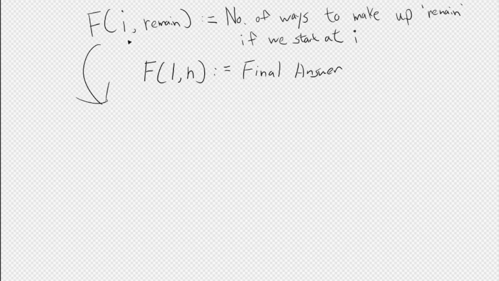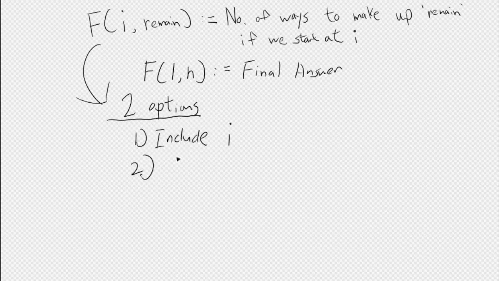So let's think about what options we have. If we start at i, then basically we only have two options, right? If you think about it, it's like a general theme of all these subsequence or subset problems. You basically have two options. One is to include i. The other one is to ignore i. There is no third option. You either include that in our subset or you ignore that in our subset.